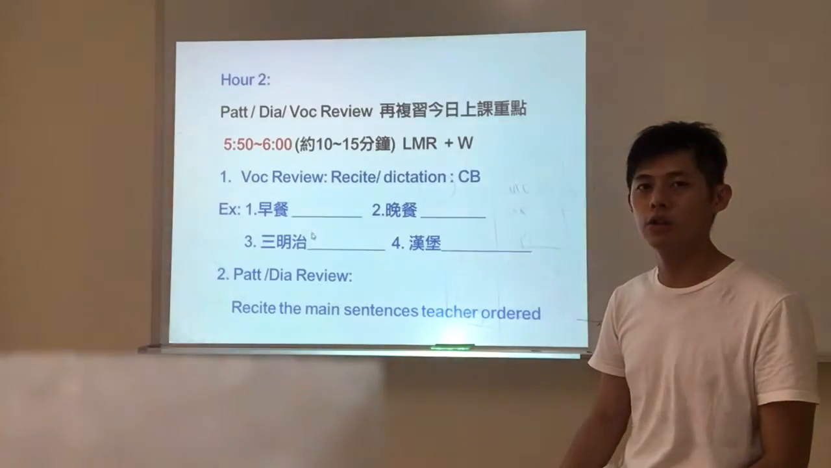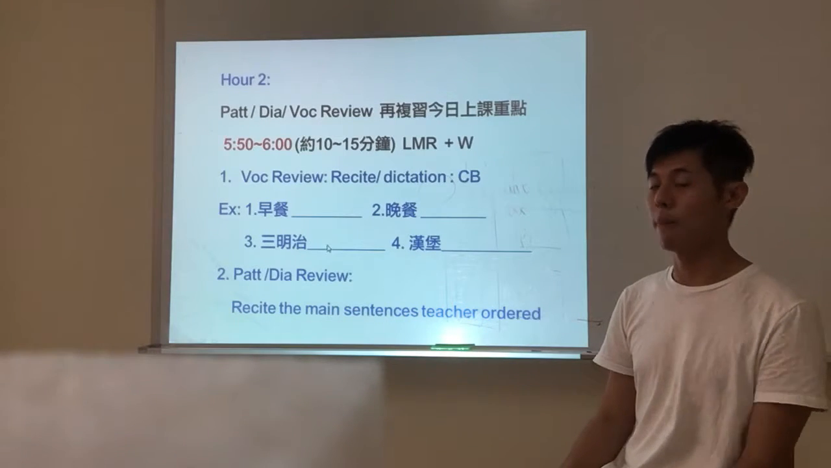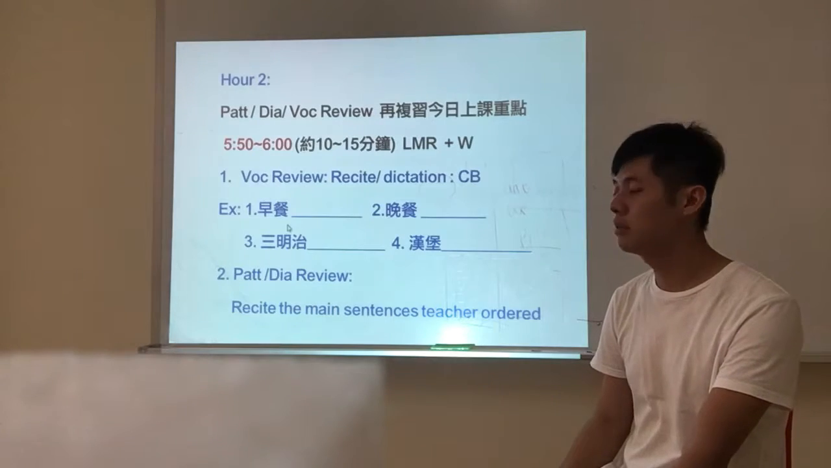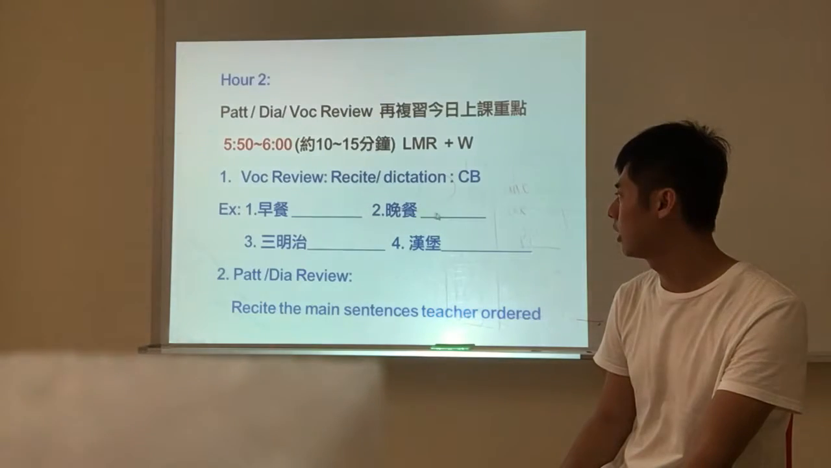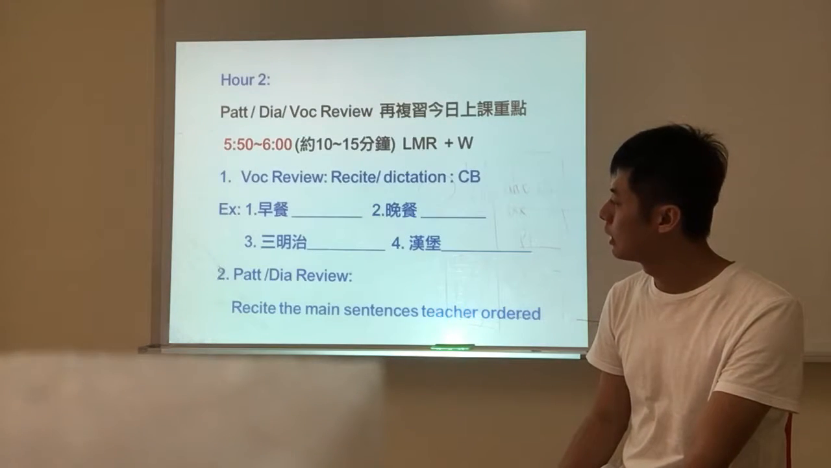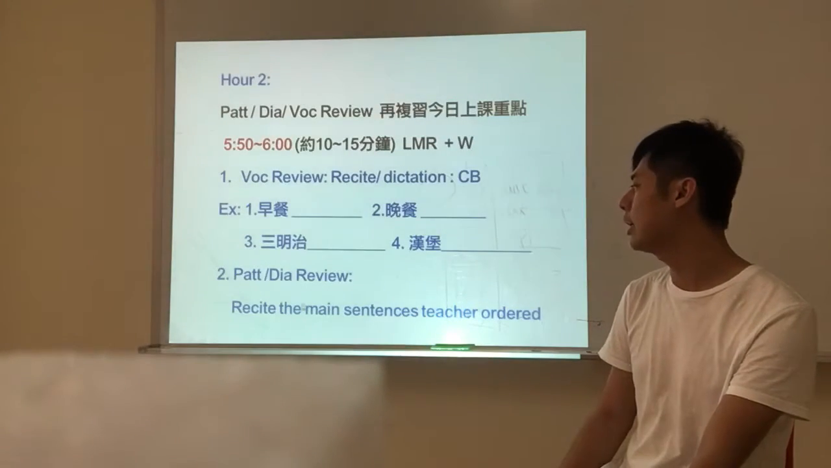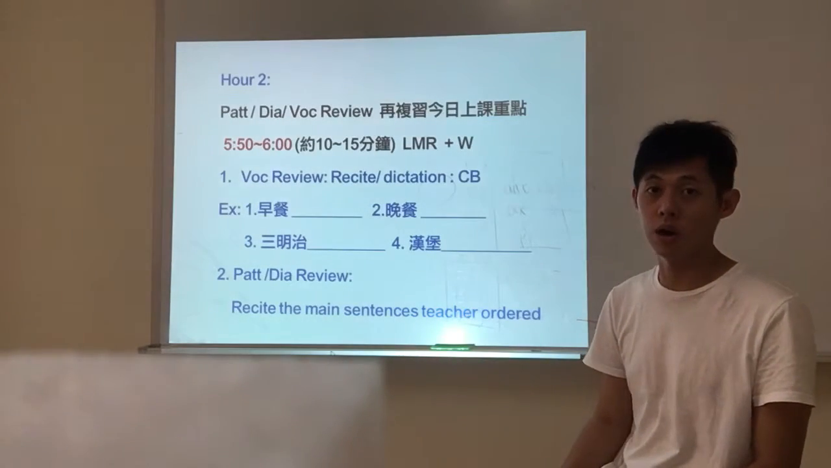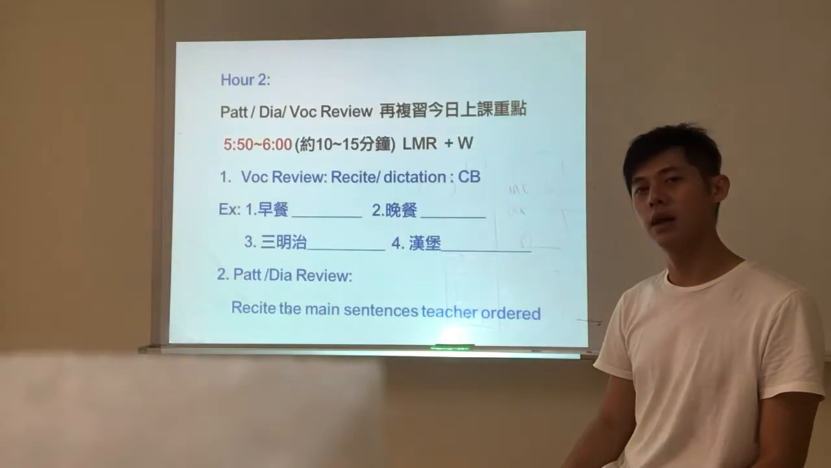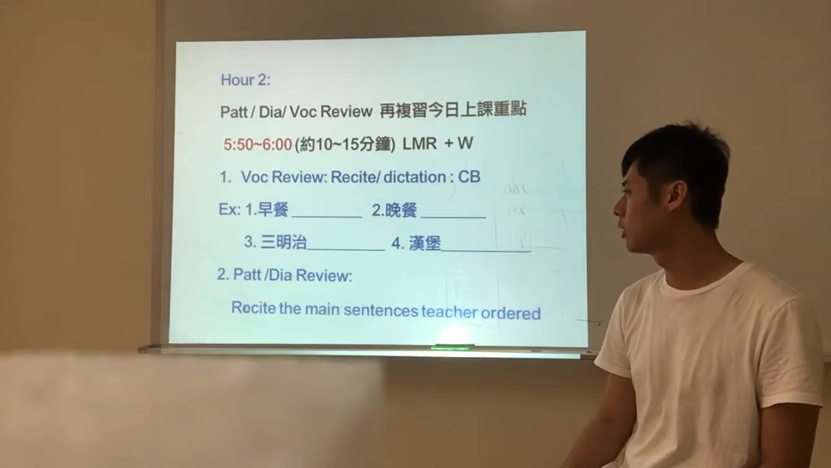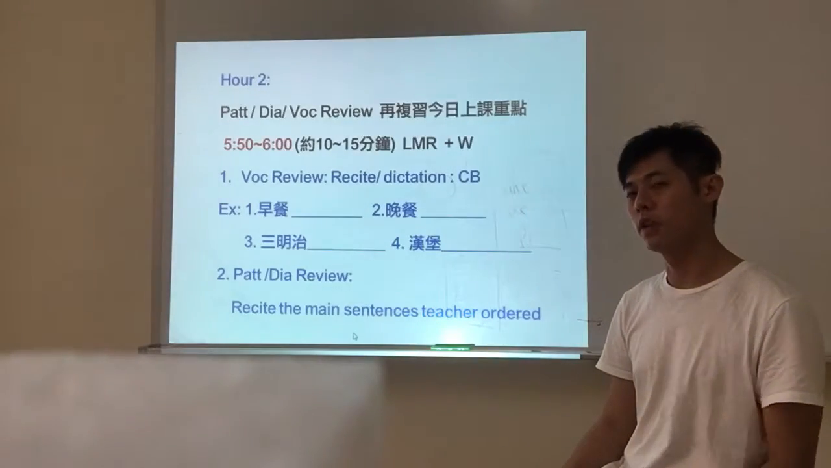Okay, and this is how I do it in class. I will ask them to take out their contact book or a piece of empty white paper, to write down the words that I order. And they have to write down the English spelling. Number 2, how do we do the patterns review? We can directly ask them a question, like what are these? And students can say they are trees. Or we can give them a little time to recite the main sentence with the teacher together.